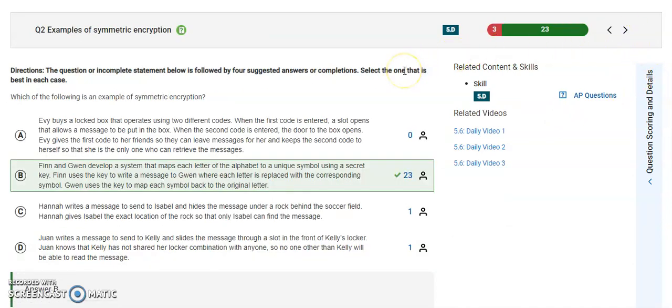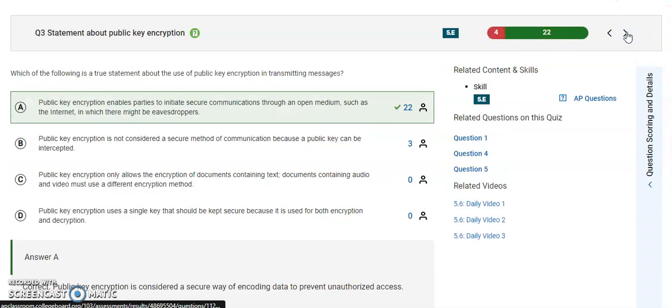Number 2 talks about symmetric encryption. And remember, symmetric is when we use the same key to encrypt a message and to decrypt the message. This is very commonly used in the Caesar cipher algorithm, which is what letter B is basically describing, where Finn and Gwen use the same key. Finn uses it to encrypt the message. Gwen uses it to decrypt the message. They would both have to adjust the letters 5 times, for example, forwards, and then 5 times backwards as well. Symmetric, you want to think of the word same.